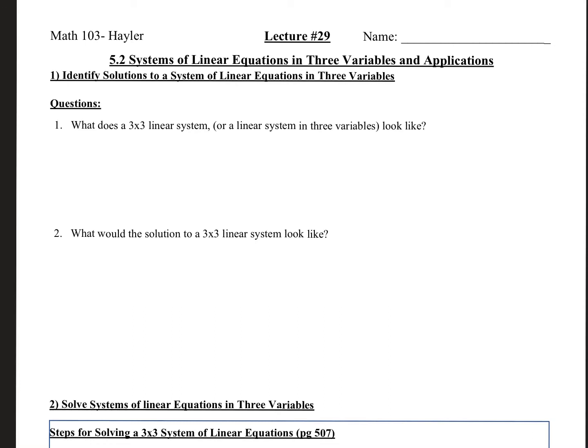Welcome to Lecture 29, 5.2 Systems of Linear Equations in 3 Variables and Applications. So first, we're going to identify solutions to a system of linear equations in 3 variables.